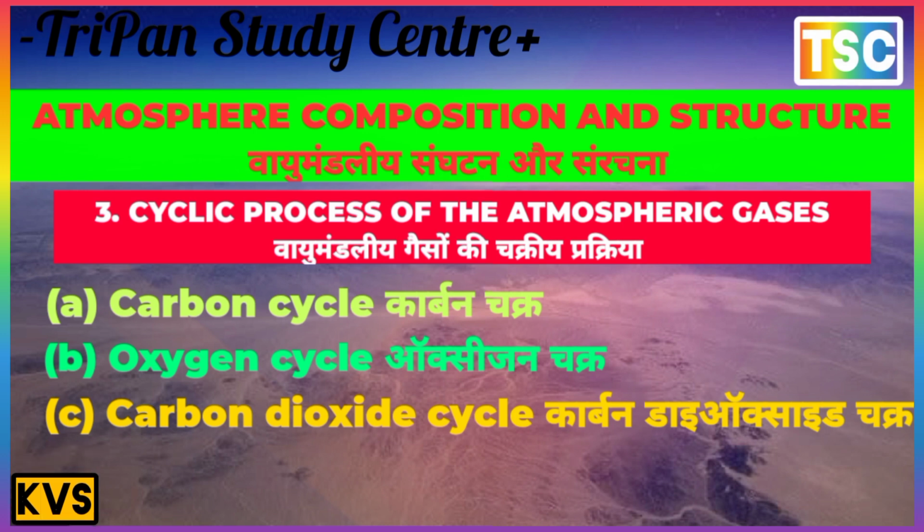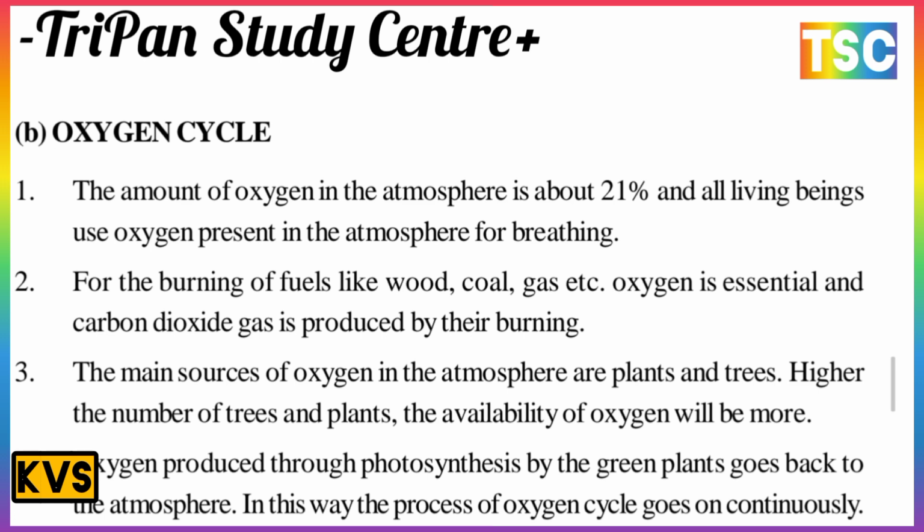Our next topic is the oxygen cycle. The oxygen cycle is also important here. The amount of oxygen in the atmosphere is about 21%, and all living beings use the oxygen present in the atmosphere for breathing. Oxygen is the most important for living organisms. And for the burning of fuel like wood, coal, gas, etc., oxygen is consumed and carbon dioxide gas is produced by their burning. This is the most important here.